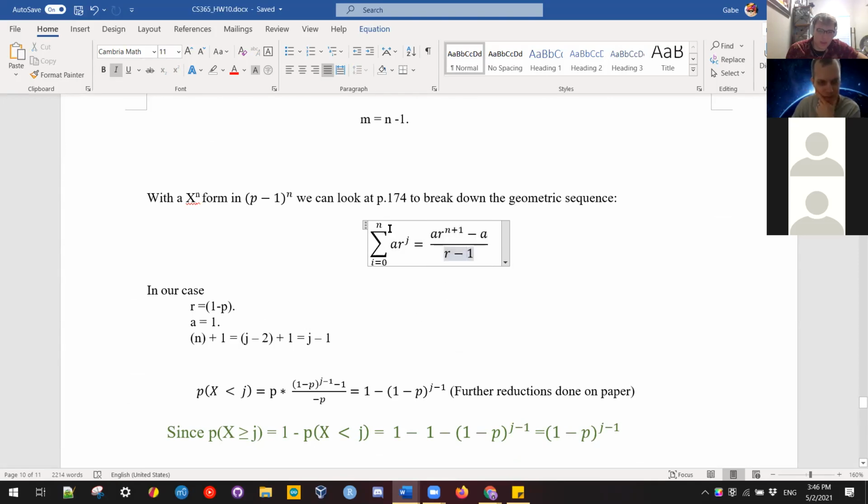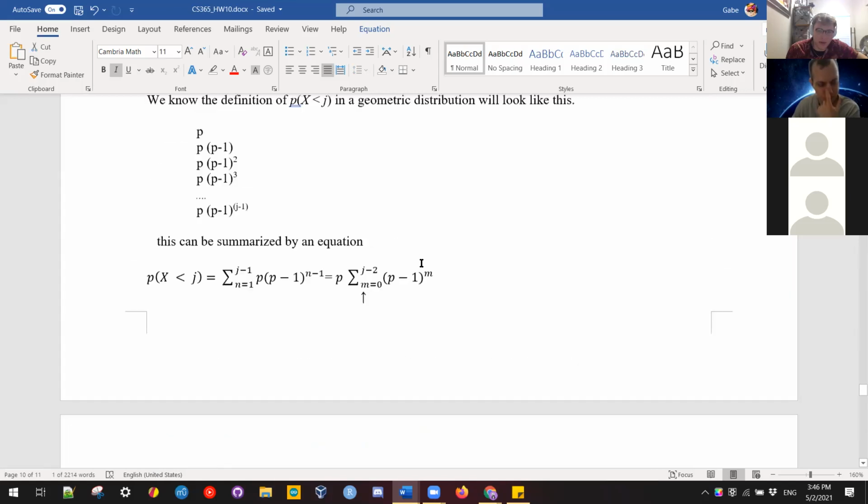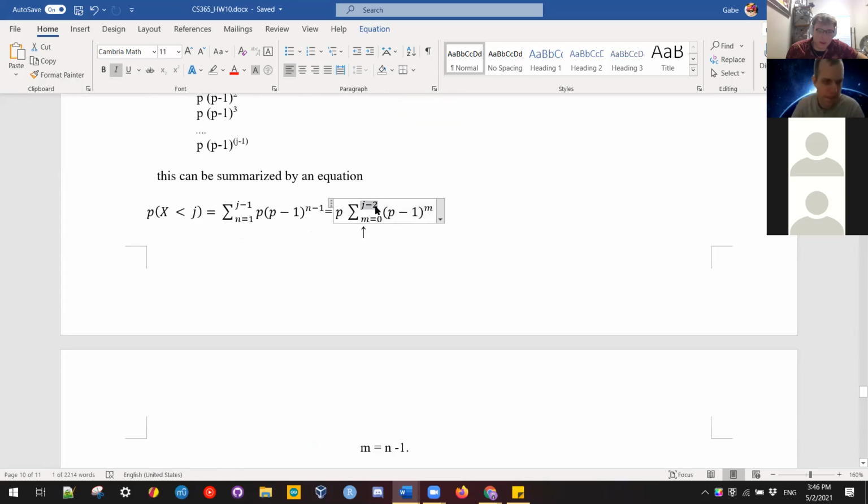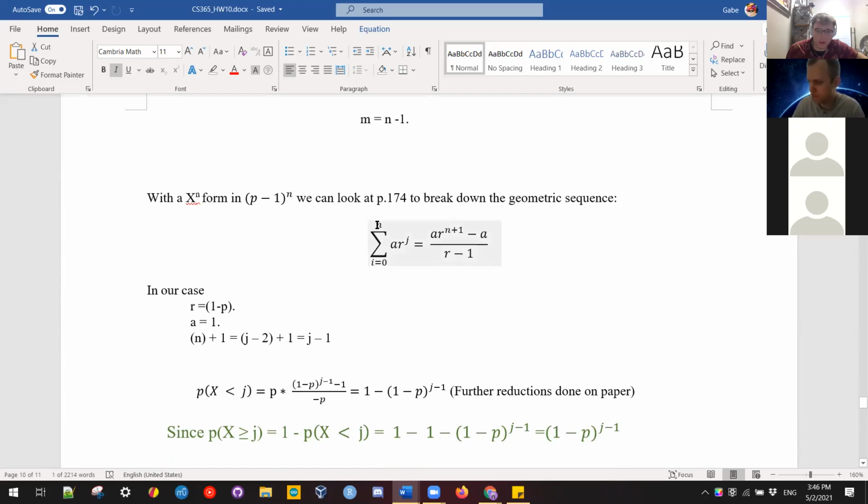And in this case, our n up here, if we look up here, well, that's going to be j minus 2. So that's our n here. And so n plus 1. So we have n plus 1. Well, that's really our j minus 2 plus 1. So that's j minus 1, which is why that's j minus 1.